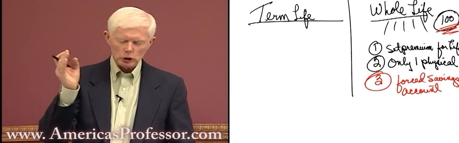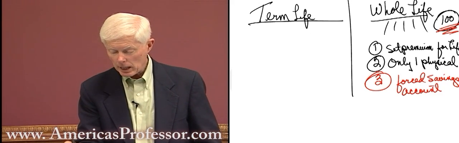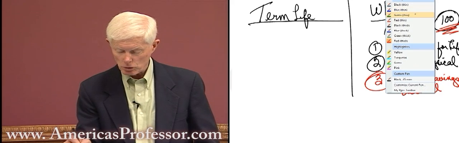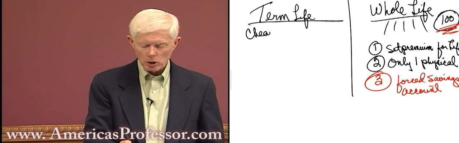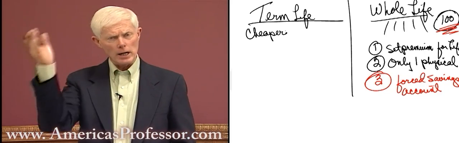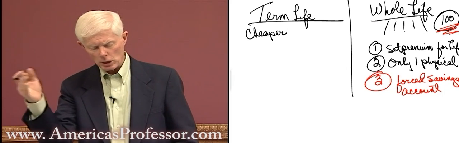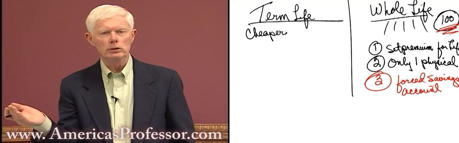So what does term do on the other hand? Well, the key thing that everybody says you need to know about term insurance is it's cheaper. Well, sure, it's cheaper. It's cheaper because it's not as good as the contrasting whole life policies. It's cheaper because there's no forced savings account.